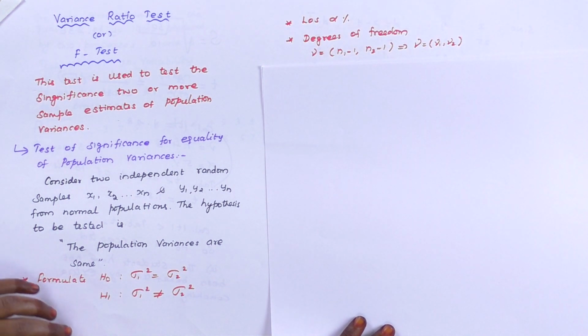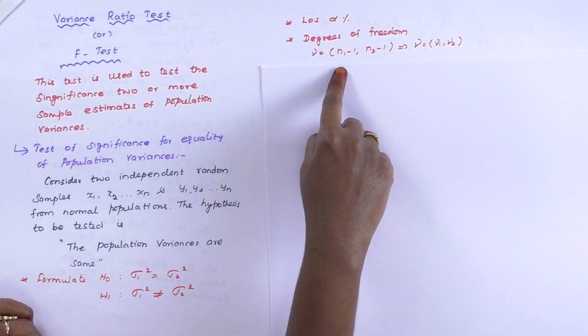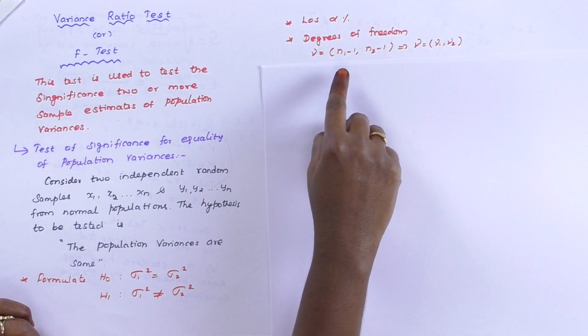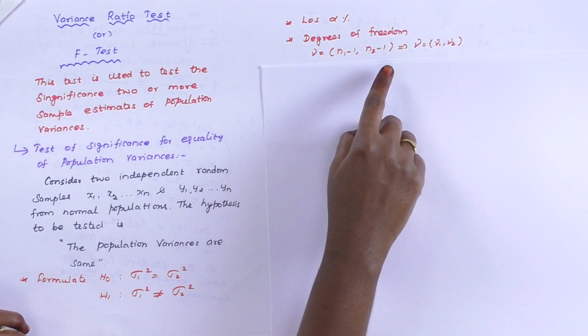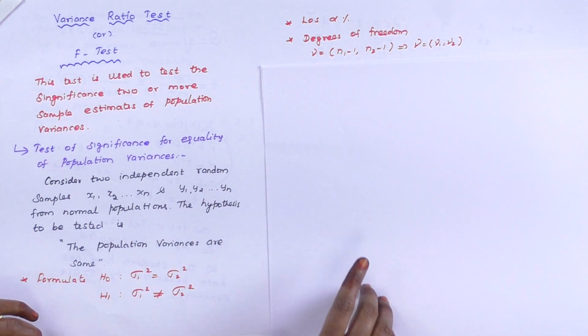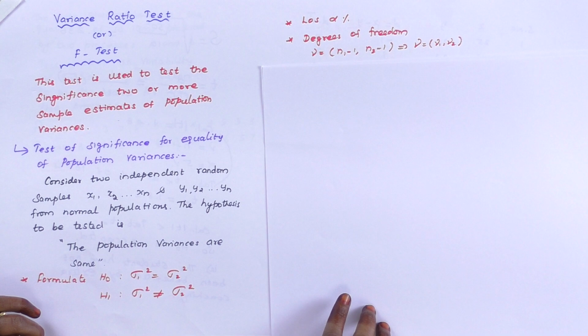Next we choose the level of significance, that is alpha, maybe the 5% level or 1% level of significance. In this test the degrees of freedom are n1 minus 1 and n2 minus 1, where n1 is the sample size of our first sample and n2 is our second sample size. Therefore we take n1 minus 1 and n2 minus 1, giving mu1 and mu2, that is F of (mu1, mu2).